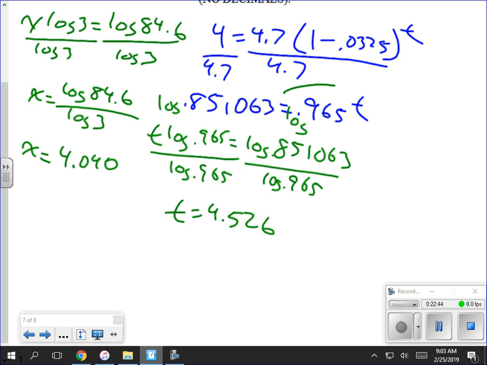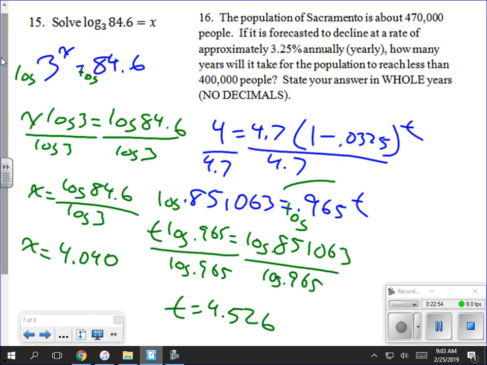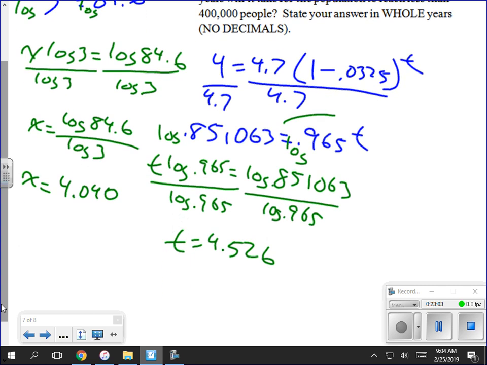4.526. But what does it ask for? Whole years. After what point will it get to less than 400,000? 5 years. How many years will it take for the population to reach less than that? 5 years. At 4 years, that's not yet below 400,000. If this was 4.01 and you answered 4, it would be wrong. You have to round up because it says, when am I going to get less than 400,000?